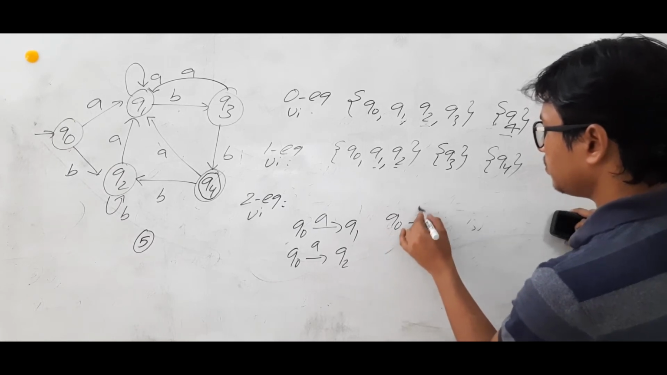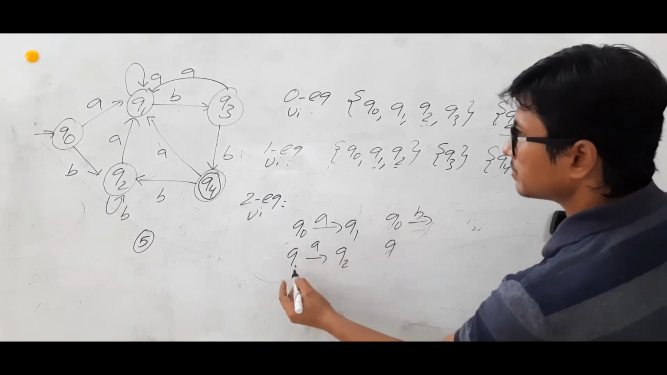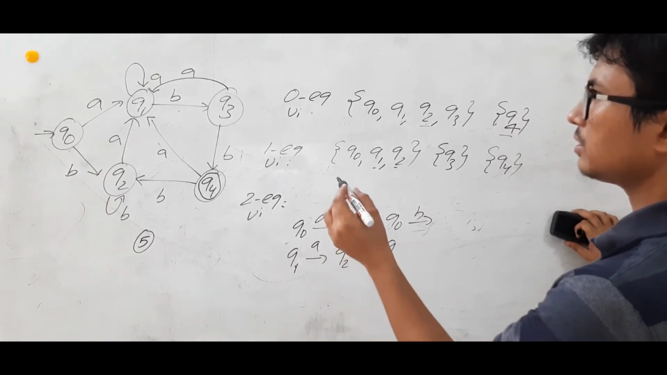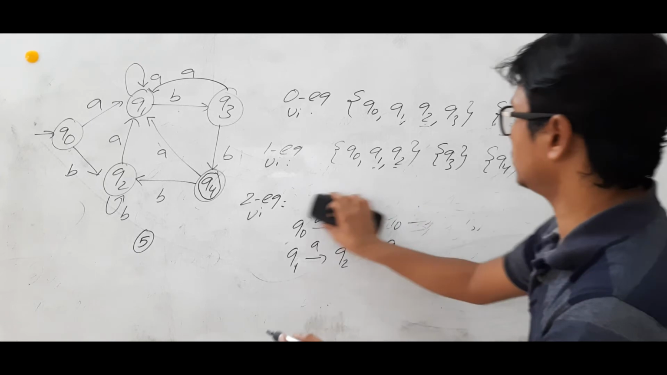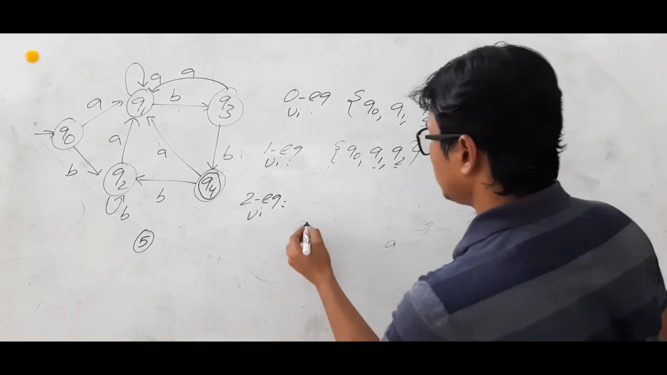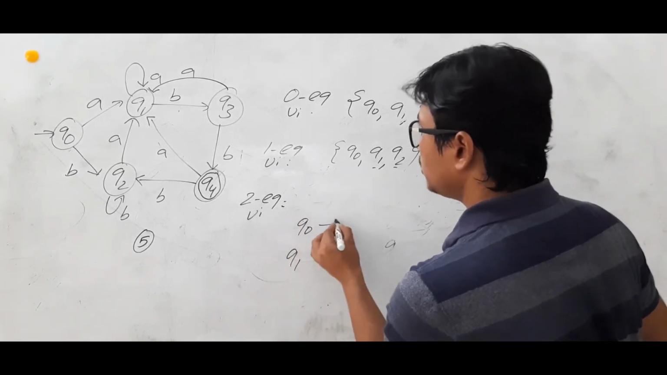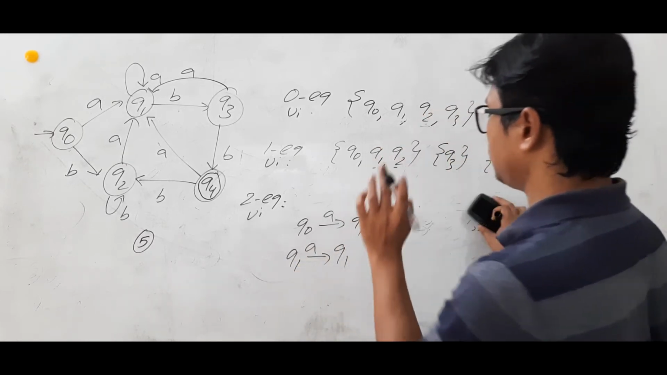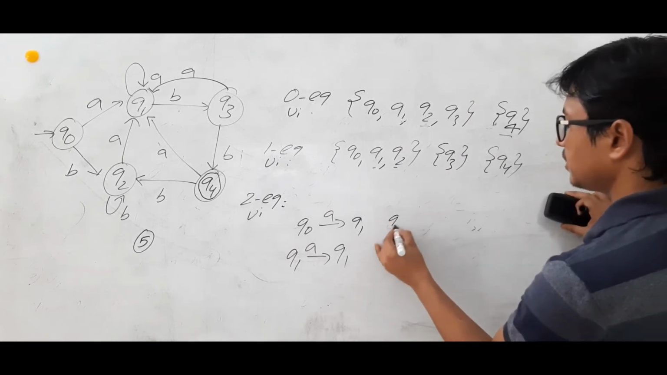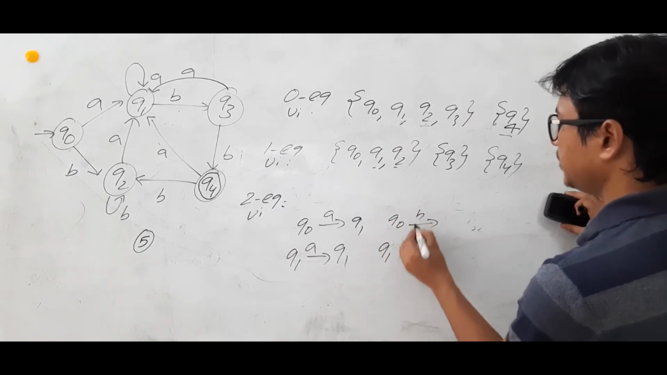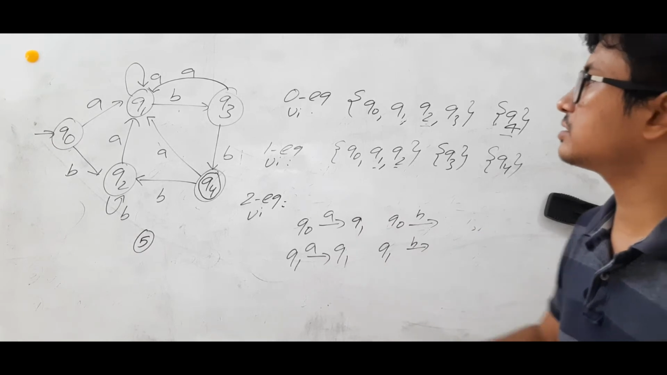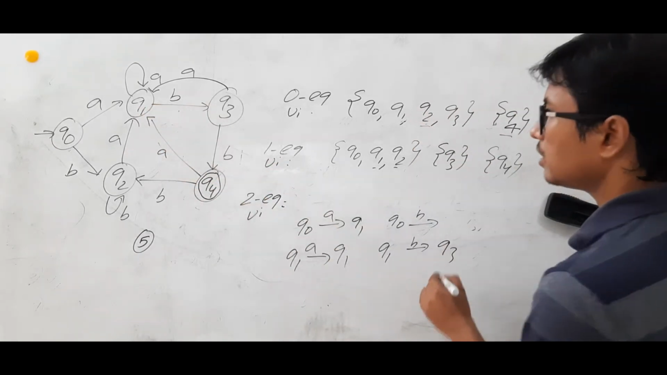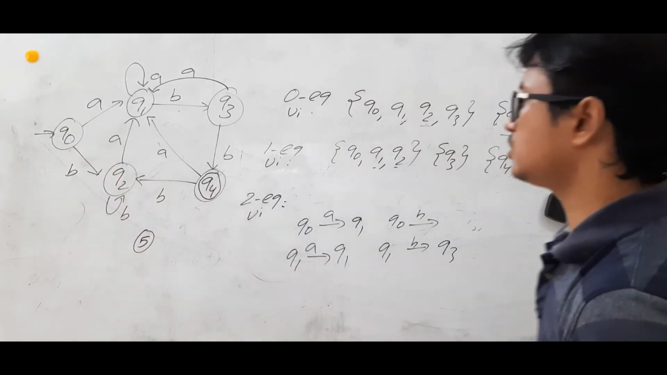Now Q0 on B, Q1, sorry, let me do it again. Q0 and Q1. Q0 on A is going to Q1. Q1 on A is also going to Q1. It belongs to a single set, no problem. Let me do it. Q0 and Q1 on alphabet B. Sorry for the inconvenience. Q1 on B is going to Q3. Q0 on B is going to Q2.